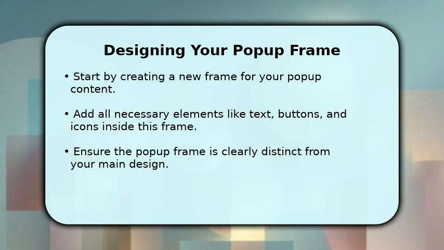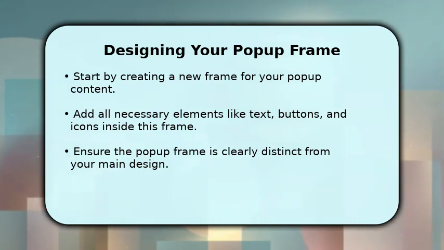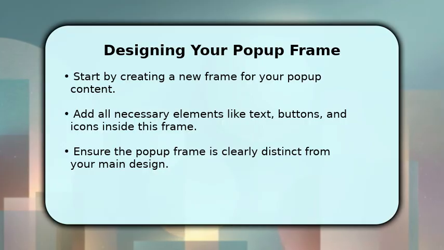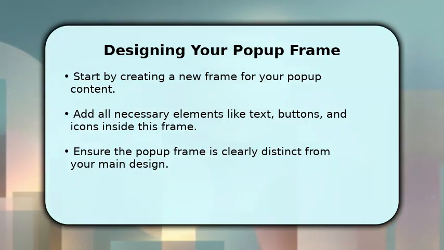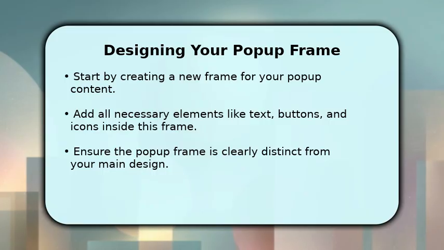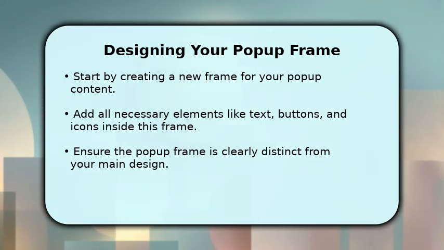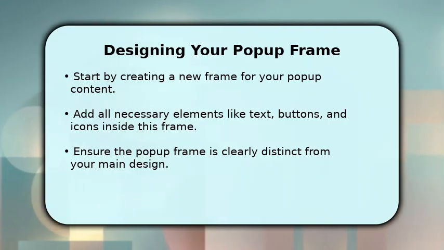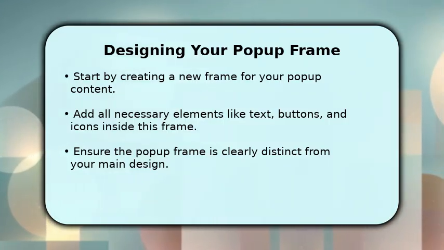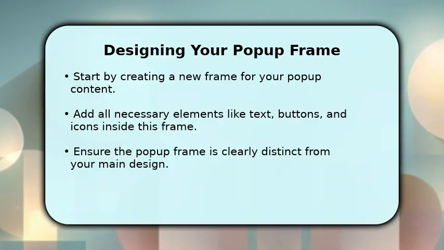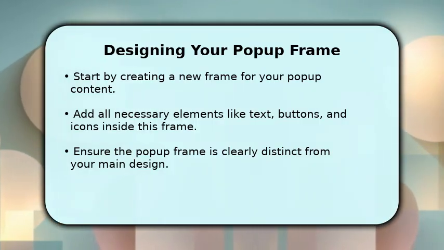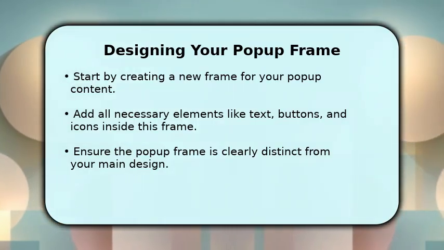To begin, create a new frame in Figma that will house your pop-up's content. This frame should contain all the elements you want to display, such as a title, a message, and perhaps a button or two. Make sure to give it a descriptive name. You might also add a semi-transparent background layer behind your pop-up frame to create a visual overlay, drawing the user's attention directly to the new element.